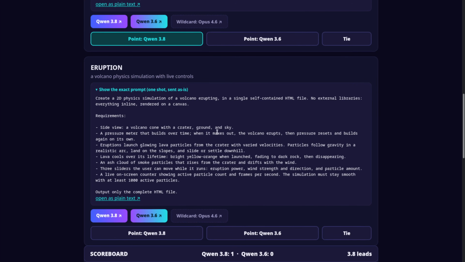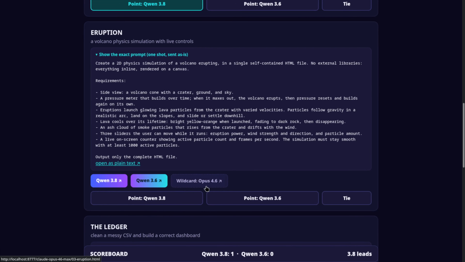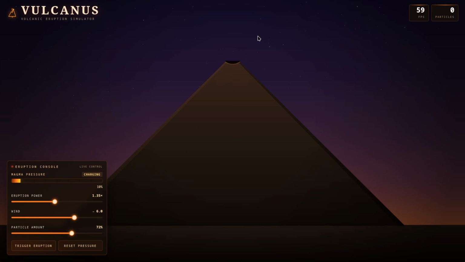All right. Next, we did an eruption volcano simulator, essentially. And you can read the prompt here if you want to pause the video. Essentially, we're looking for simulation of objects and ensuring that it runs well in the browser. These are all kind of one-shot HTML prompts. So let's go ahead and take a look.